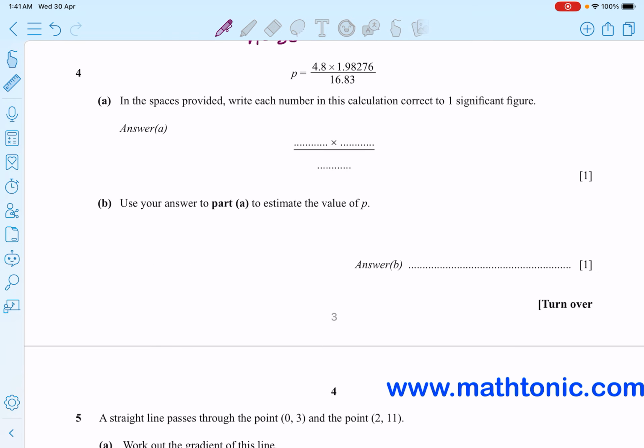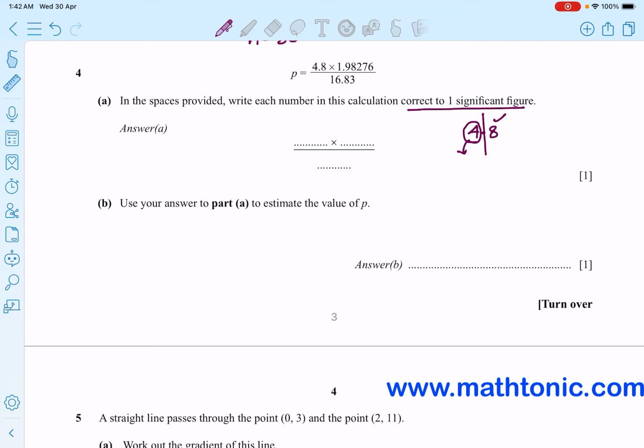The next question is about significant figures, right? So what is the question given? In the space provided, write each number in the calculation correct to one significant figure. Okay, one significant figure means we'll try to understand this. See, the first one is given as 4.8. One significant figure means I have to stop here. Check the next digit, whether it is 5 or more than 5. If it is, then we have to add 1 to this one. If it is not, then we have to keep the number as we have.